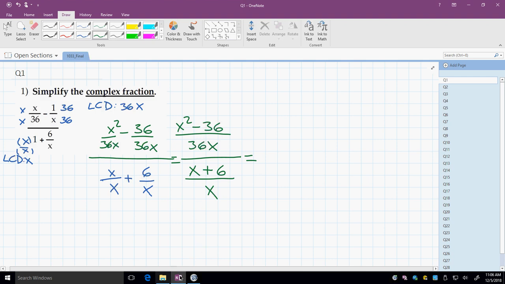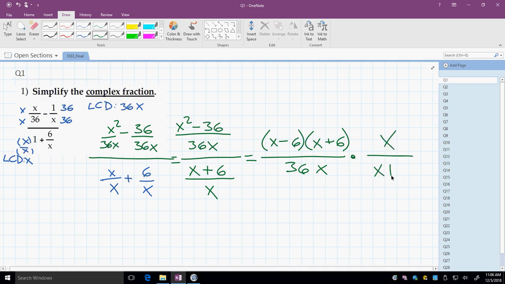When you divide a fraction with a fraction, you need to do the skip, flip, multiply, right? So skip, we're going to rewrite this one as it is, but I'm going to factor it out. One part has to be negative, the other one has to be positive. Factors of x squared is going to be x and x. 36 is going to be 6 and 6. And all this is over 36x. The other fraction I'm going to skip, flip, multiply. So the x is going to be on the top and it's going to be over x plus 6.